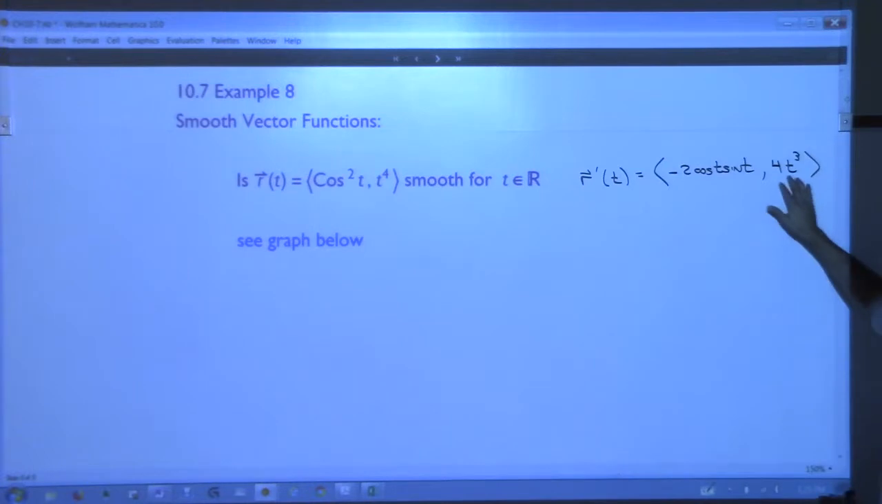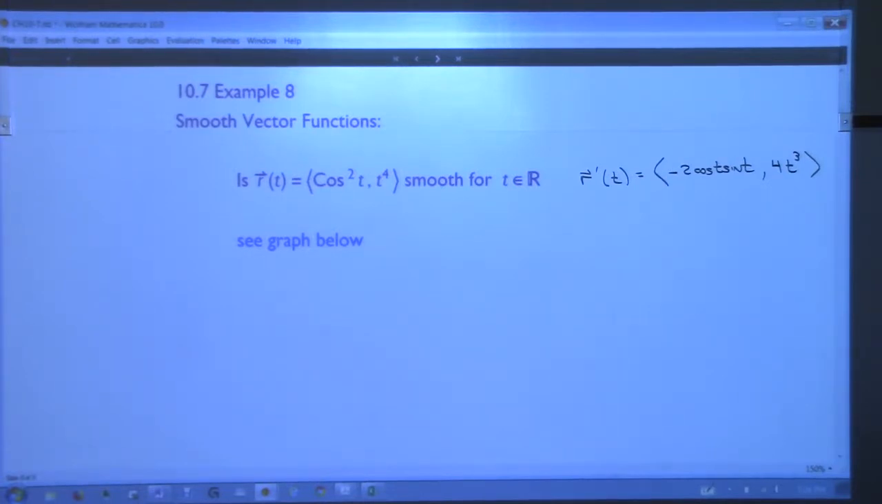Is this well defined? Are you ever going to get division by 0 or roots of negative numbers? No, right? You're never going to get anything bad there, are you? Agreed? You give me any t, I'm going to be able to plug it in. I'm not going to have a problem. But is that derivative ever 0?